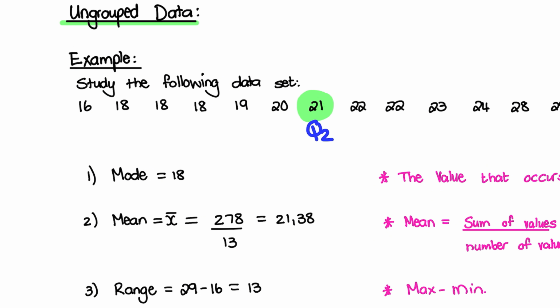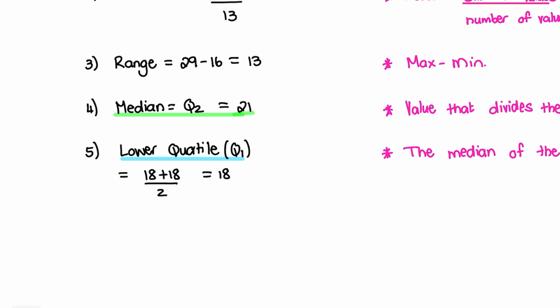But how you find it is you take the 2 central values and you're going to find the midpoint between the 2 of them. So you would say 18 plus 18 divided by 2. And this represents quartile 1. And that is why we have this calculation.